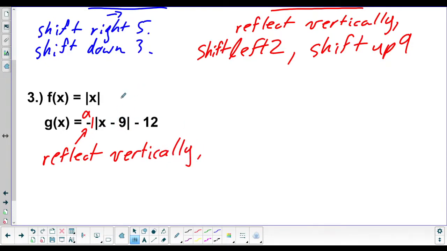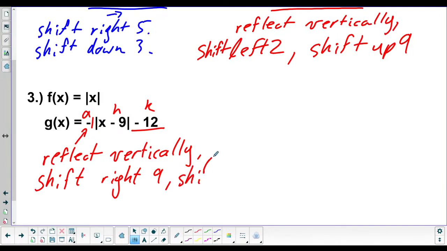Inside we have a -9. This is our h value. It goes the opposite direction. So this says minus. We're going to go in the positive direction. Positive is to the right. So we're going to shift right 9. And here's our k value. It's a -12. So we're going to shift. How do I write letters? Shift down 12. Okay. So that's just describing the transformations if we have an equation.